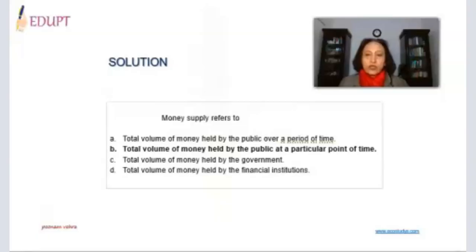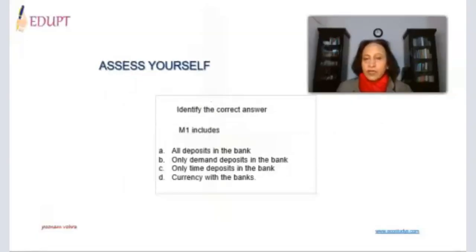That is, the total volume of money held by the public at a particular point of time. Since money supply keeps changing, it cannot be over a period of time. All other options are incorrect. Now have a look at this question. Here also 4 options are given. You need to identify the correct one.